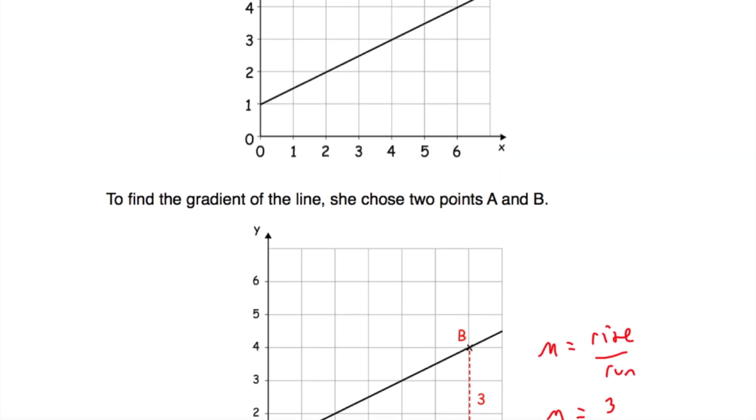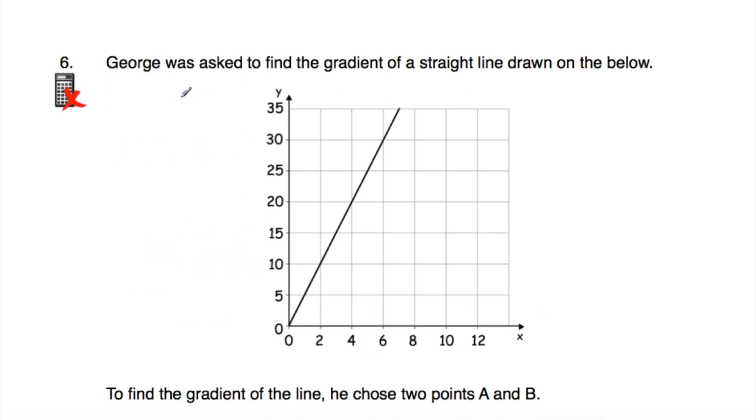Okay, let's look at our next question, question number 6. George has been asked to find the gradient of a straight line drawn below. So he's been asked to find the gradient of this line.